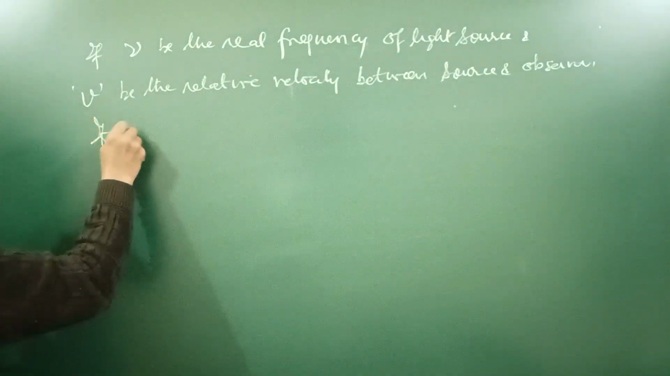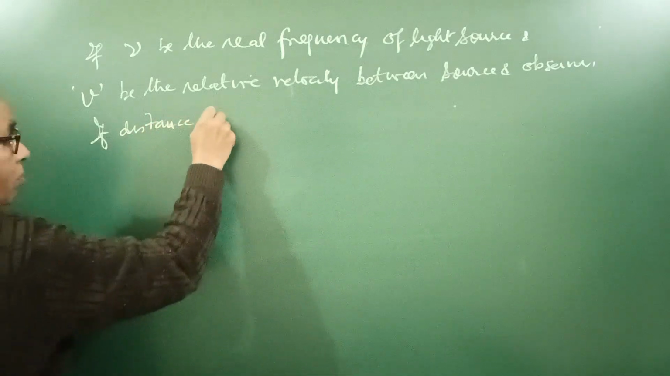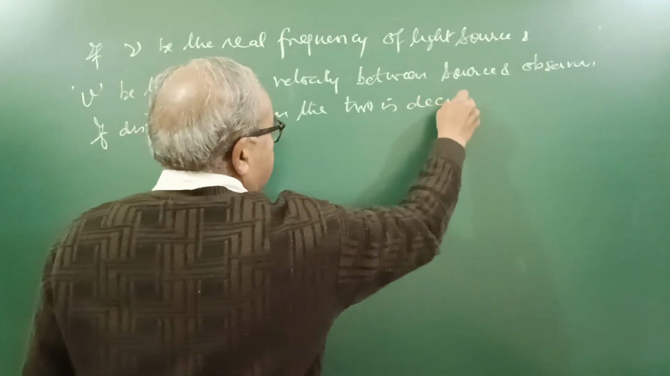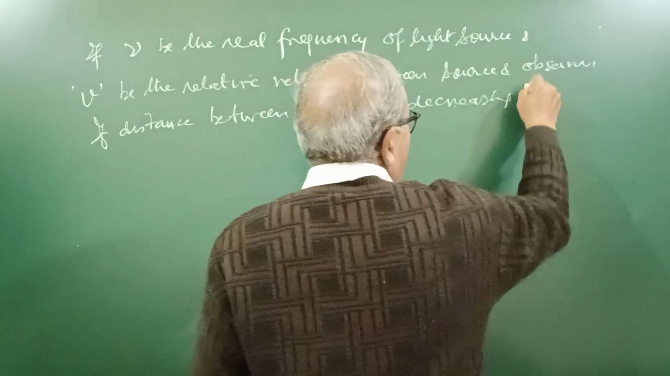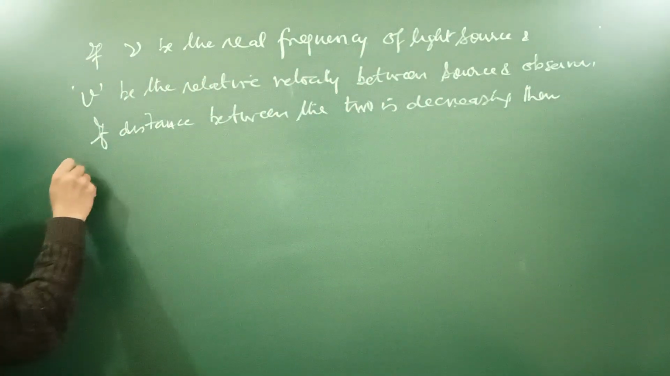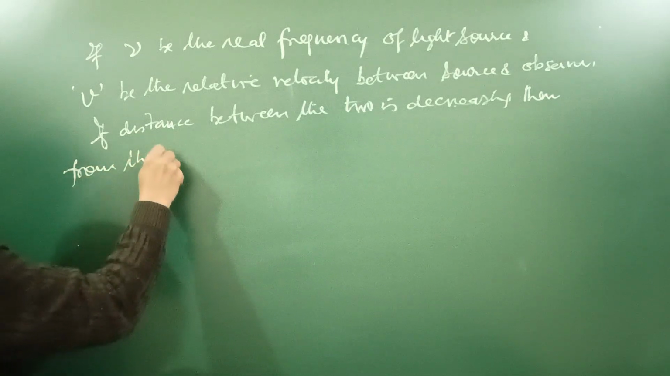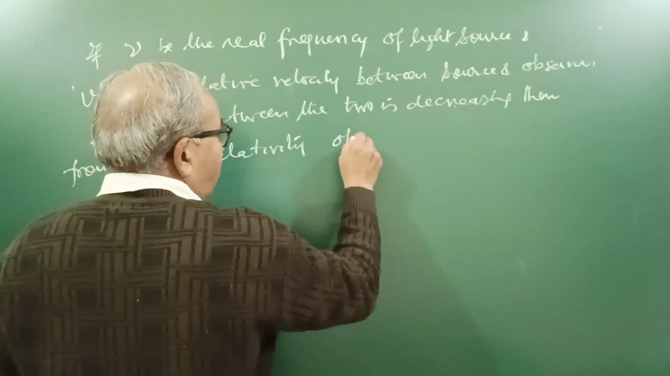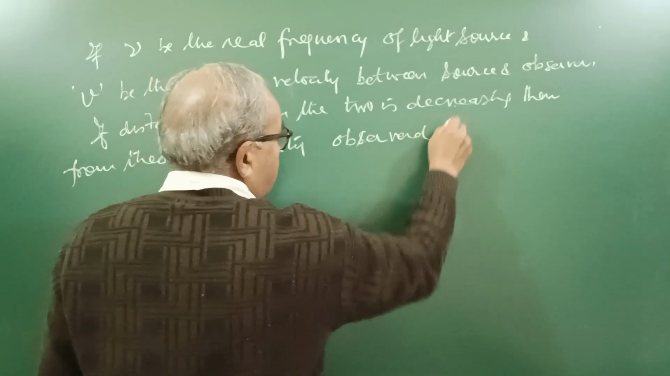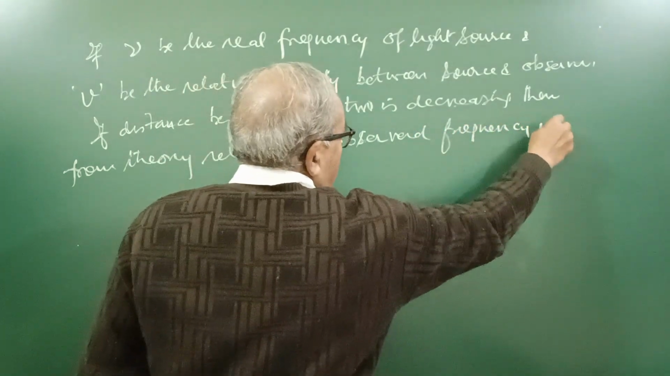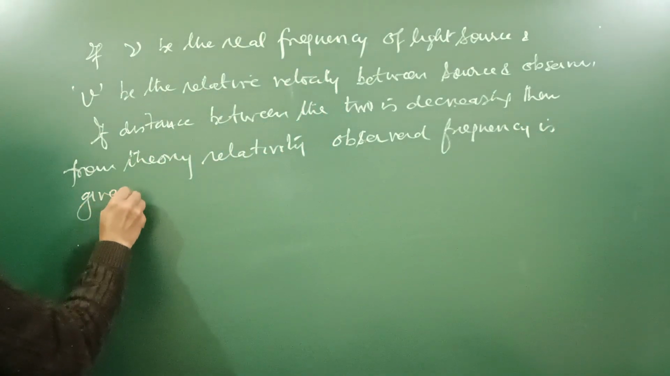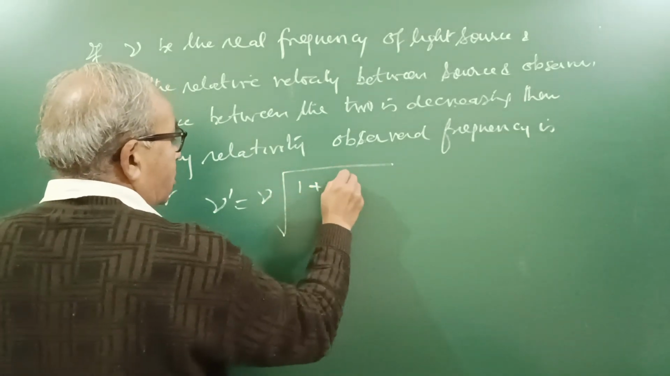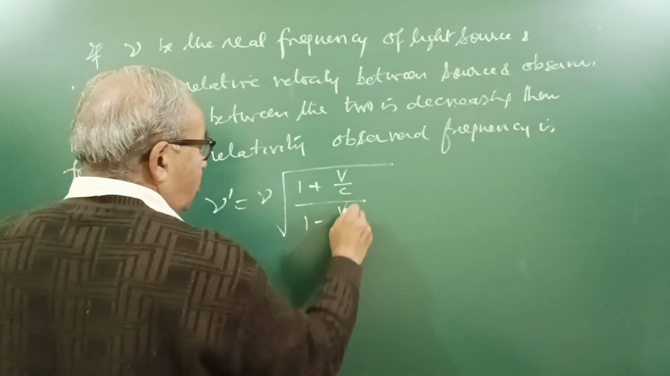If the distance between the two is decreasing, then from the theory of relativity, the observed frequency is given by nu dash equal to nu under root 1 plus V upon C upon 1 minus V upon C.